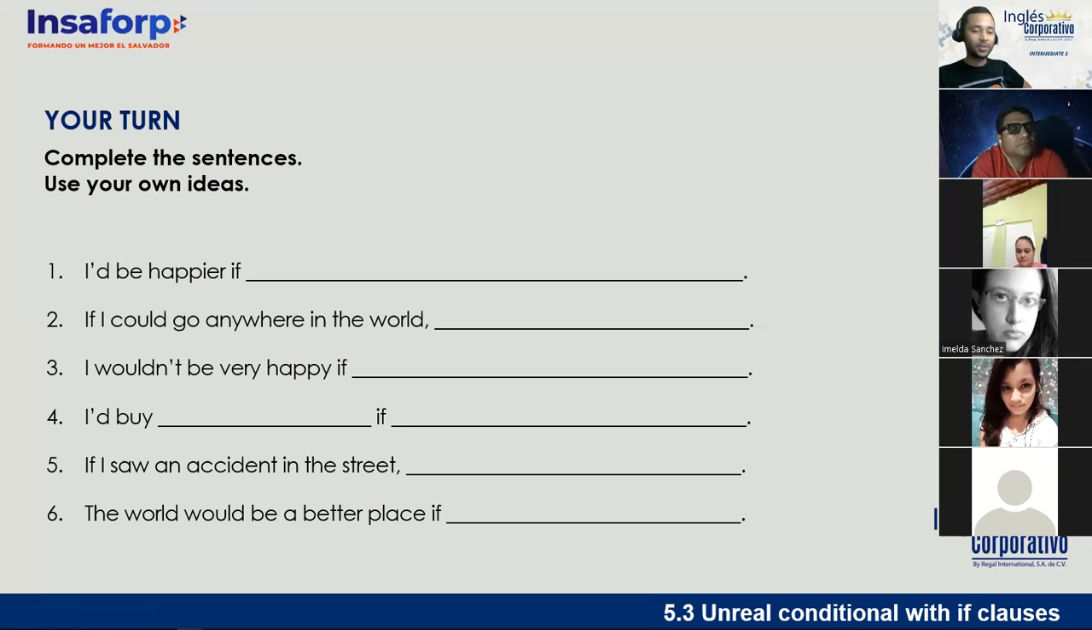And number 6, the world will be a better place if, ¿verdad? El mundo sería un mejor lugar, ¿sí? Póngale ahí lo que usted quiera, utilice su imaginación. La cuestión es, fíjese bien, ¿verdad? El if es el que nos indica la condición, lo demás es resultado. Así que eso le va a ayudar a usted a elegir cuándo va a ocupar past simple y cuándo va a ocupar would y el verbo en forma base. Acuérdese que tanto la condición como el resultado puede ser afirmativa como negativa. Con solo que tenga lógica está bien.